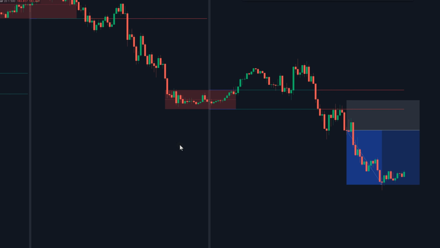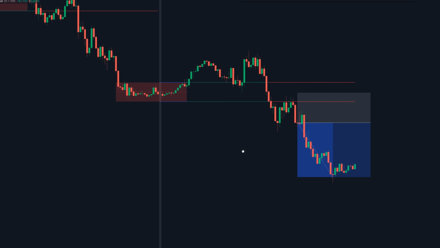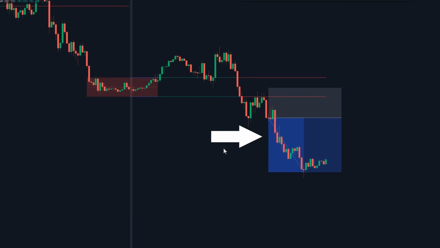Now, we saw an example of how we used this indicator to take a short position, this one right here. We waited for the price to break and close below the lower range extremity. After the break, we waited for a retest. And then we looked for an engulfing candle, which was our signal to enter a short position.